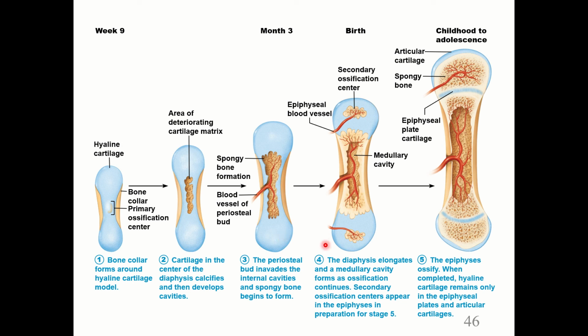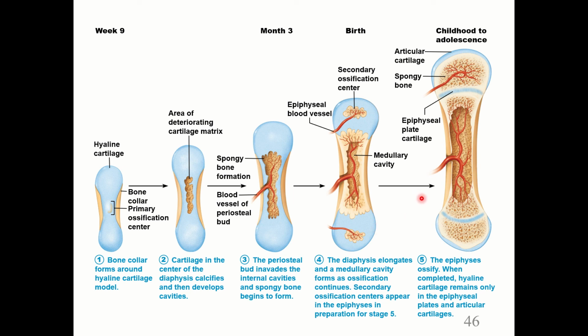Step 4 occurs at birth. The diaphysis continues to elongate and the medullary cavity officially forms. Secondary ossification centers start to occur in the epiphyses. So here we see the proximal epiphyses and the distal epiphyses. This helps us prepare for stage 5.